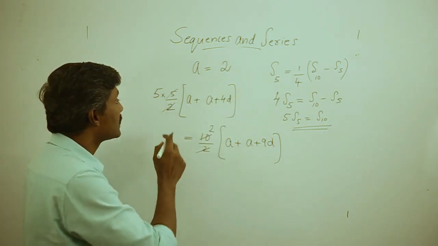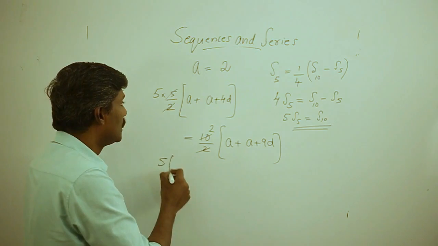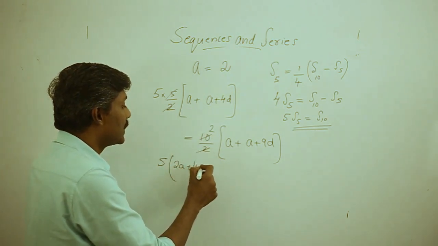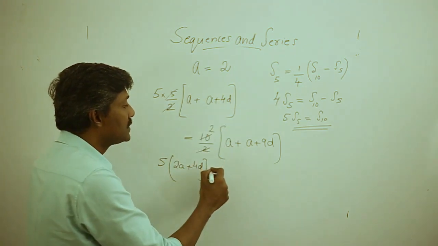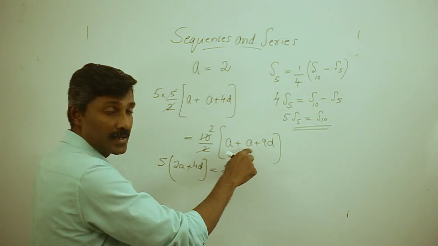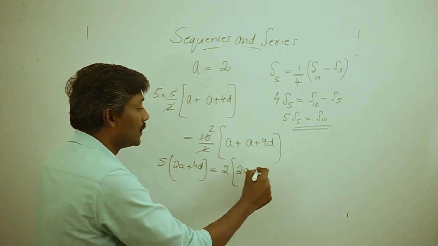Now let's add these things. So 5 into, what is A plus A? It is 2A plus 4D is equal to, we have 2 left here. Again, what is A plus A? It is 2A plus 9D.